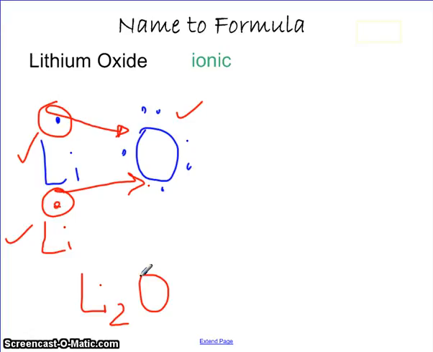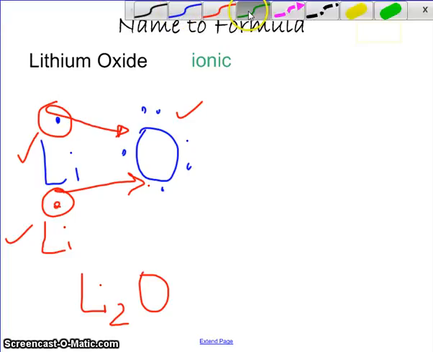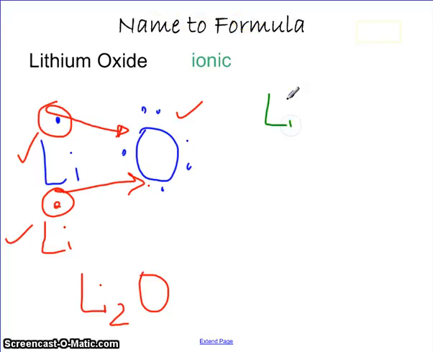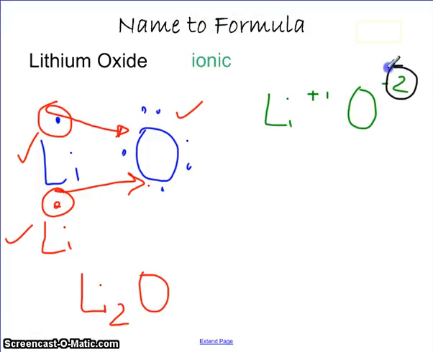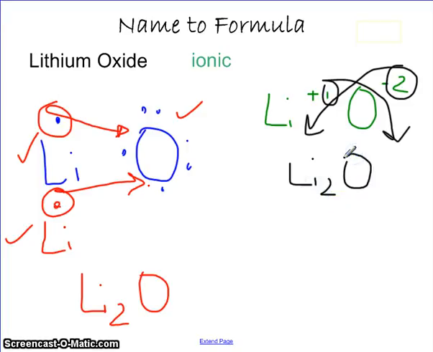For the crisscross rule, the shortcut, lithium, being in group 1, will lose its 1 valence electron and have a positive 1 charge. Oxygen is in group 6. It needs to gain 2 electrons to become stable, so it will have a negative 2 charge. Take the number, bring it down. Take the number, bring it down. Li2O. Same thing. The cation, the metal, will always go first. The one that's positive, the one that's losing its electrons, will always go first.